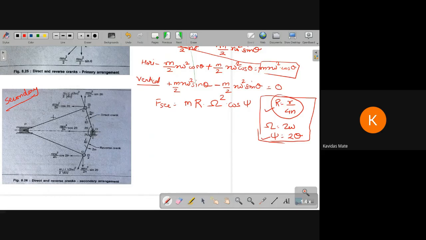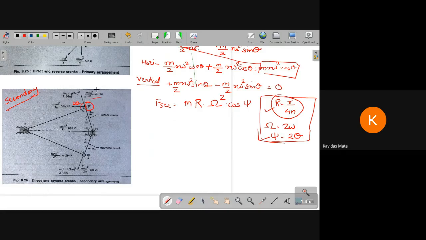Now again the same concept. We put half of the mass on the crank pin, so it will generate a radial component, the centrifugal force. It would be m by 2 into r by 4n into 2 omega square. Again the components are over here at 2 theta. So m r omega square by 2n into cos of 2 theta, and in the vertical direction, m r omega square upon 2n into sine of 2 theta, the same thing we did for primary.